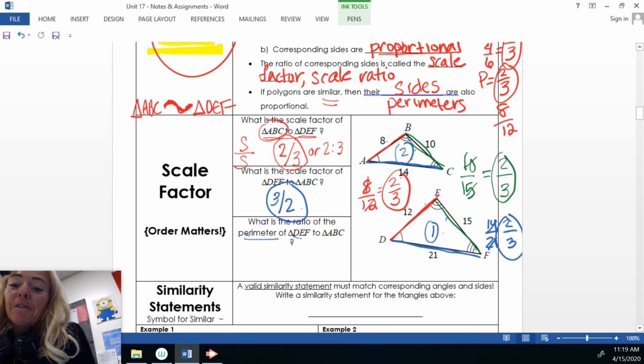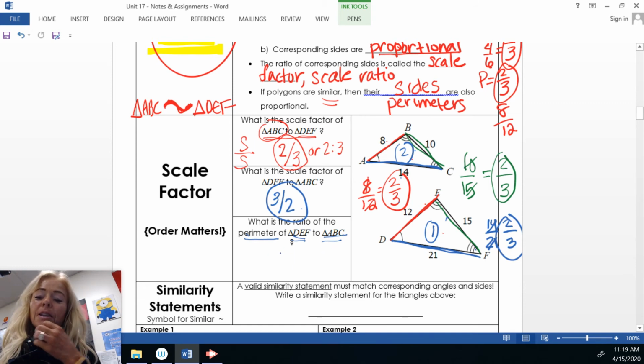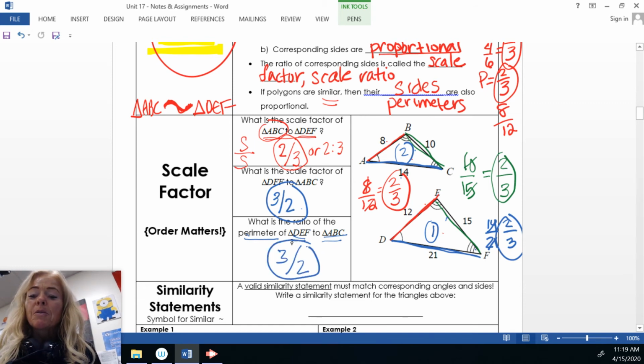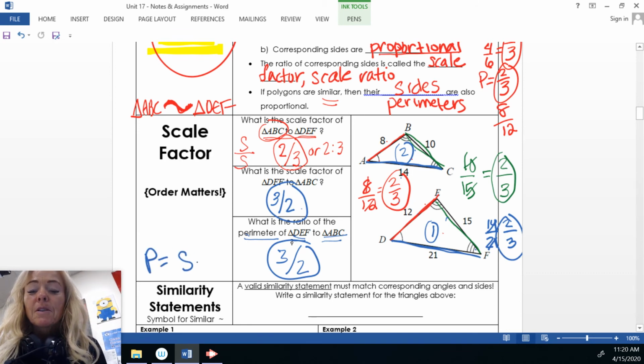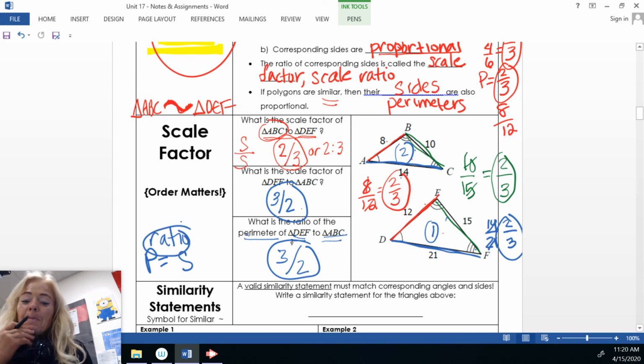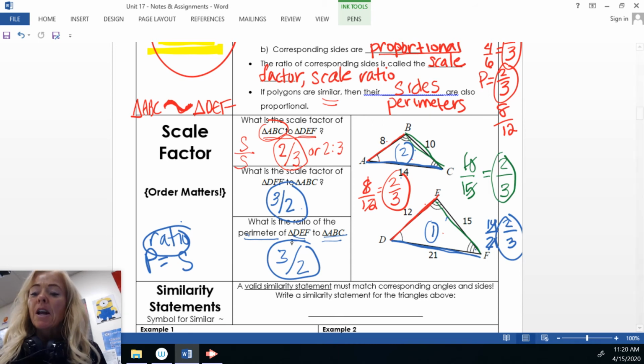We want DEF first. So we can find it, but we're guaranteed, because of the properties of similar triangles, that it's going to be the same as the side ratio. Perimeter ratio is equal to the side ratio. Okay, so those are going to be equal. Now, if you say, oh, I don't believe you, Mrs. Juliana, then we can add up all the sides.